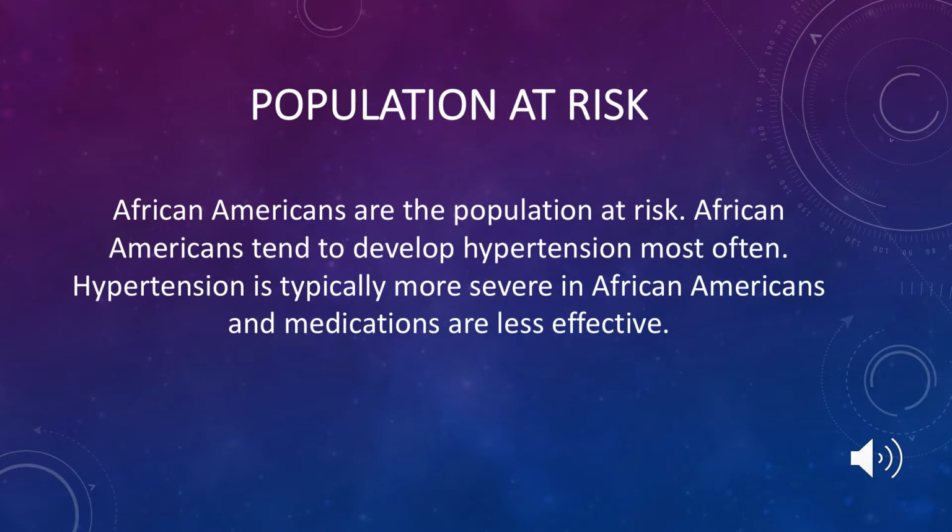Population at risk. We will begin by establishing the population at risk. African Americans are the population at risk. African Americans tend to develop hypertension most often. Hypertension is typically more severe in African Americans, and medications are less effective.